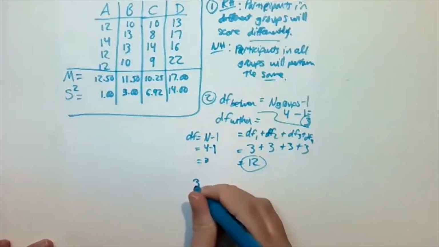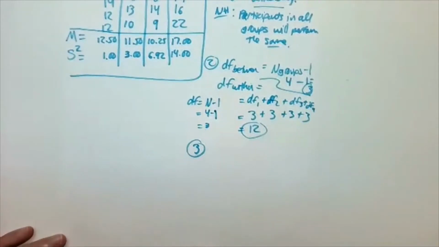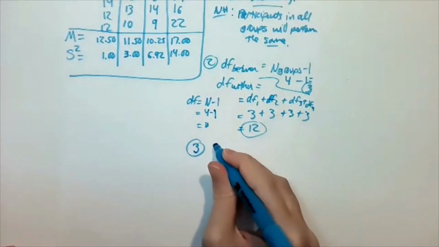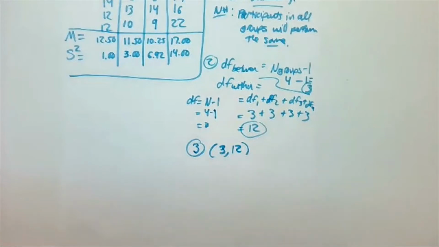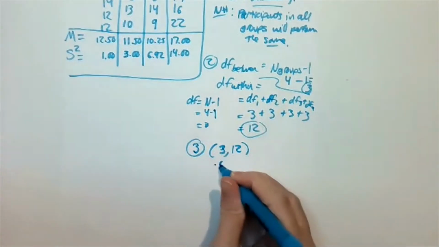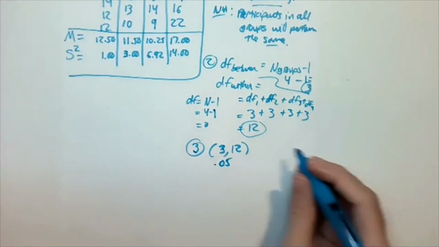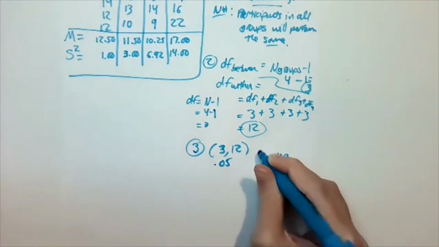And so when we get to step 3, we're going to move towards getting our cutoff score for our F distribution. We're going to use our degrees of freedom, which are 3 and 12 for our numerator and our denominator degrees of freedom. We're going to use a cutoff score of 0.05 here. If we look that up on our F table, we're going to see that our cutoff score should be 3.49.